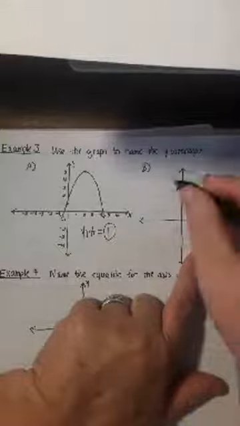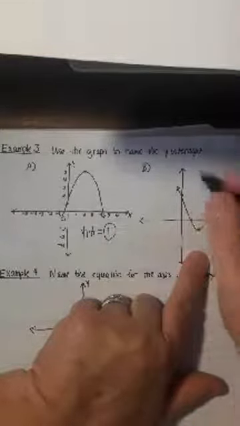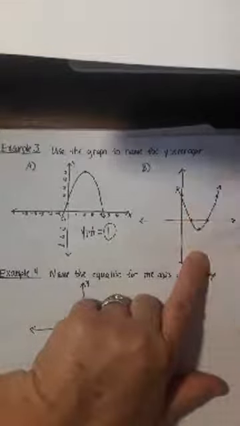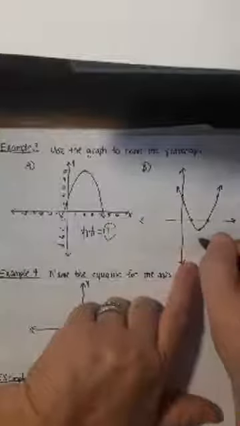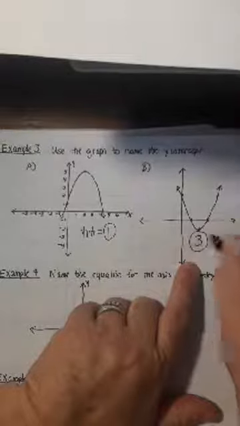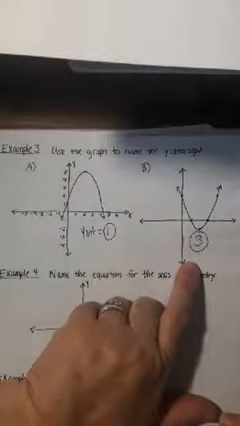Alright, look over here at part B. Where does this graph cross the y-axis? It crosses the y-axis right here at this point, and that is 1, 2, 3. That is 3. So for your y-intercept, you're just going to enter 3. Isn't that easy?